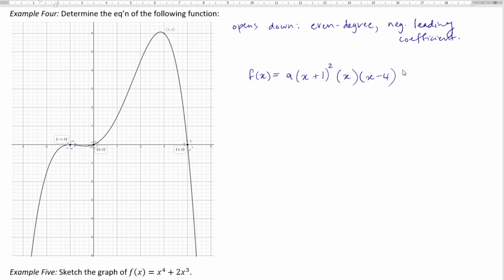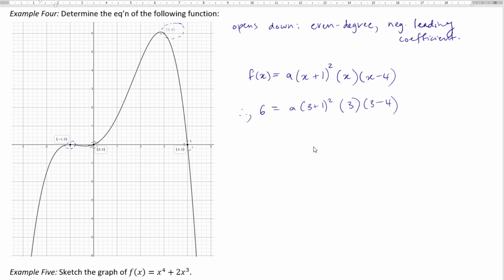And it behaves linearly through that, so that's to the power of 1. All right, this all makes sense because if I were to expand this, I would have an even degree. It would be to the power of 4, x to the power of 4. And I need to find my leading coefficient right here, and I know it should be negative. What I can do is I have a point right here, 3, 6. So that means that 6, the y value or the f of x value, is equal to a times 3 plus 1 squared times 3 minus 4.